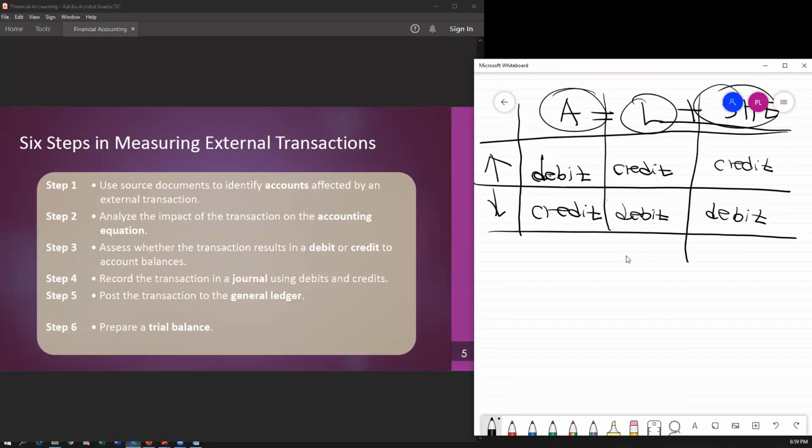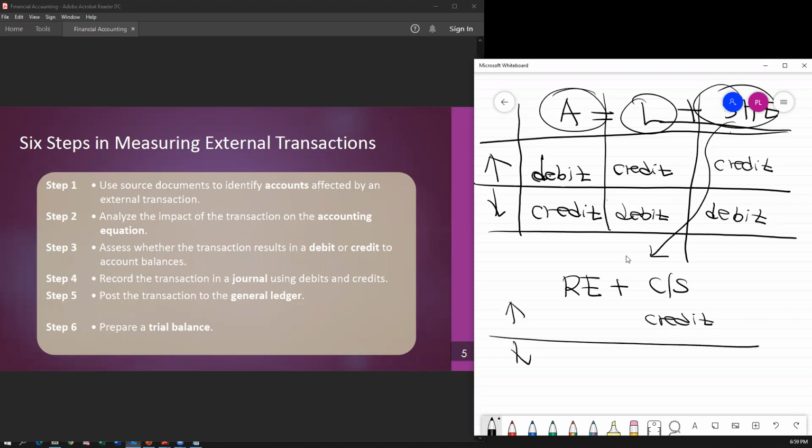So previously, about 40 minutes ago, we talked about breaking down shareholders' equity, right? So under shareholders' equity, we have retained earnings plus common stock. Okay. So following this, when we want to increase common stock, I'm going to credit common stock. So I'm going to use this arrow to indicate this. Okay.